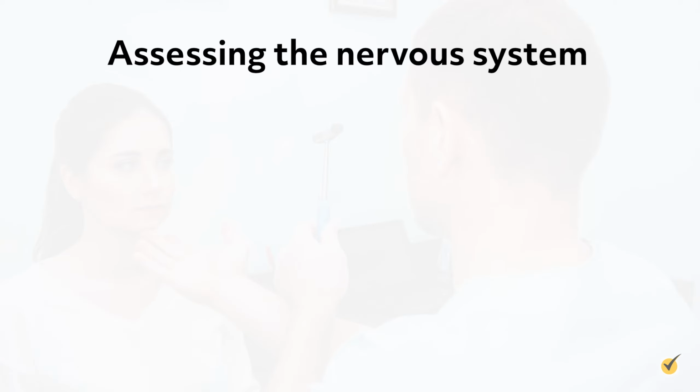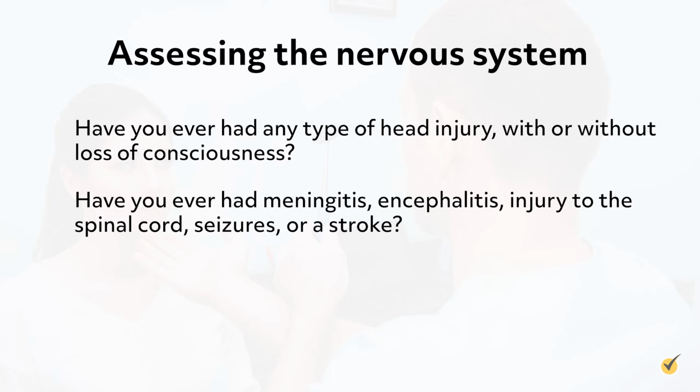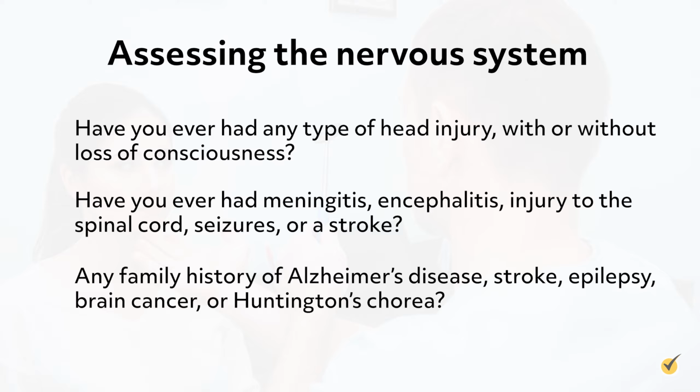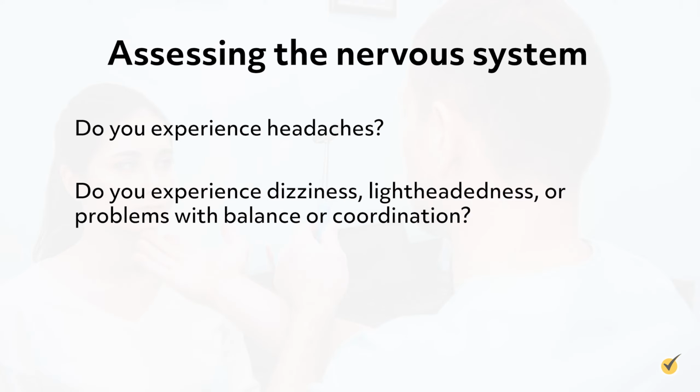When assessing the nervous system of the adult patient, ask the following questions. Have you ever had any type of head injury with or without loss of consciousness? Have you ever had meningitis, encephalitis, injury to the spinal cord, seizures, or a stroke? Any family history of Alzheimer's disease, stroke, epilepsy, brain cancer, or Huntington's chorea? Do you experience headaches? Do you experience dizziness, lightheadedness, or problems with balance or coordination?